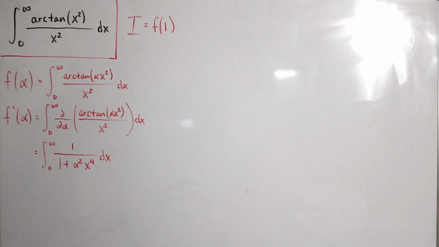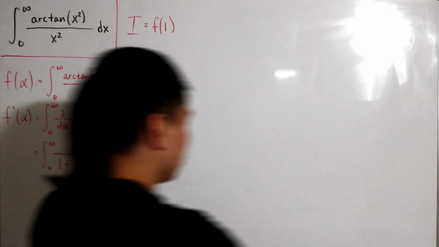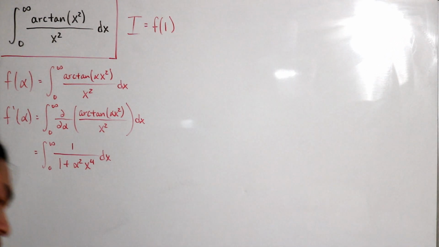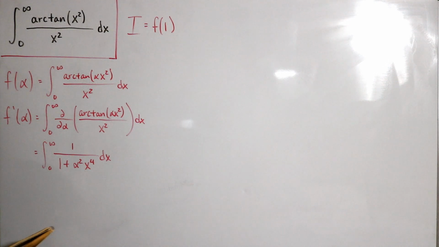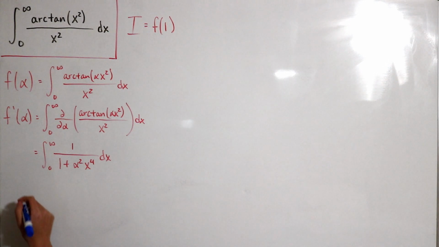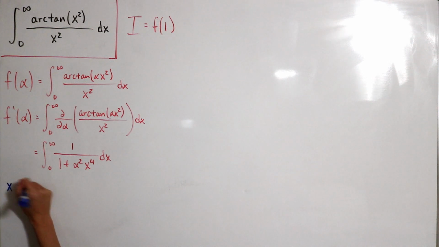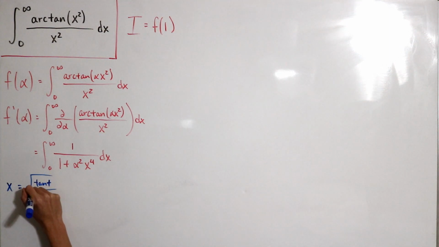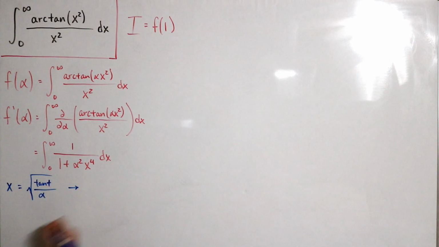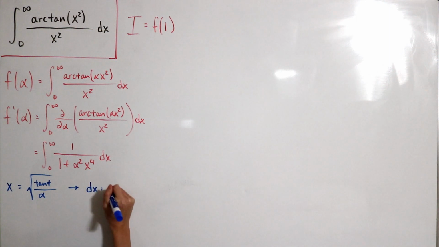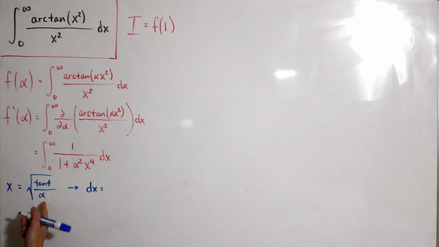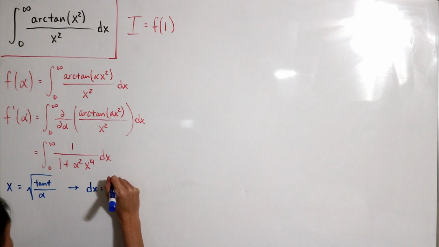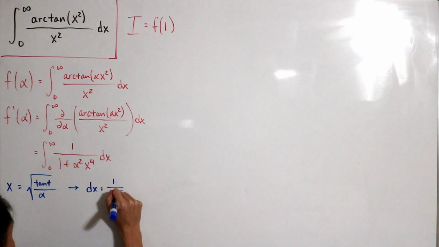Now let's perform a little u-substitution. It might be difficult to come up with how to substitute for the variable x, so let's set x to be the square root of tangent of t divided by alpha. So here we have tangent t divided by alpha under the root. If we differentiate both sides, dx is equal to, notice that we have 1 over the square root of alpha, which I can factor outside since it's just a constant.